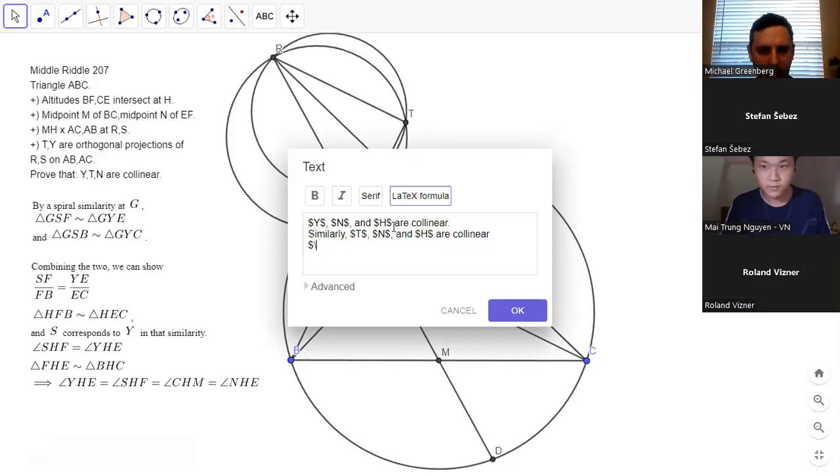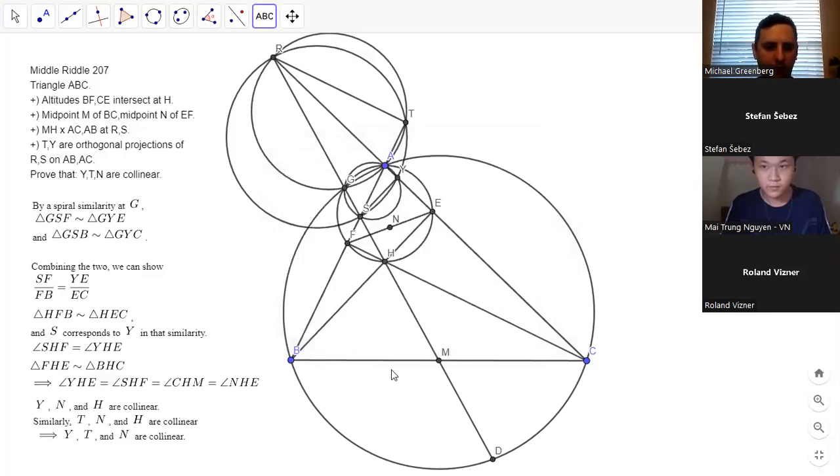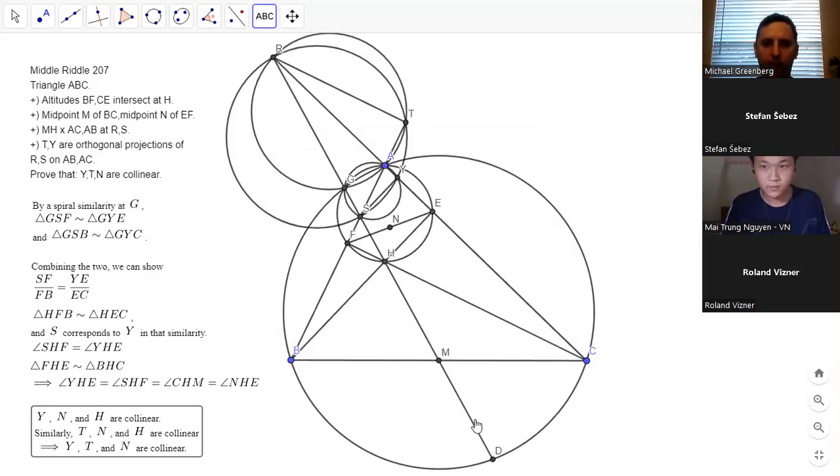And that means that Y, T, and N are collinear. All right, so I did leave out one step, so I'm going to write it here, but it's well known that HM passes through the antipode. So actually, I don't know if I need any of these circles, really.